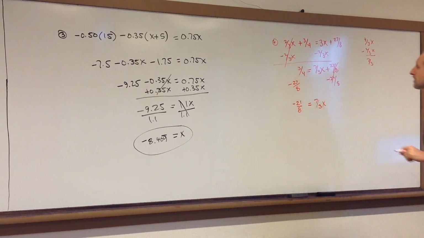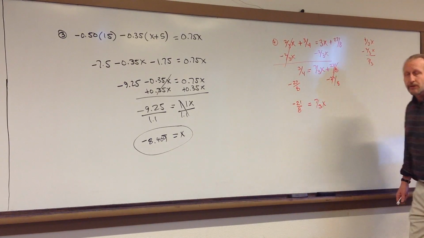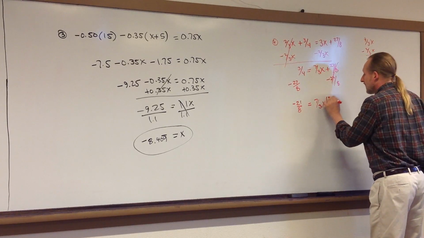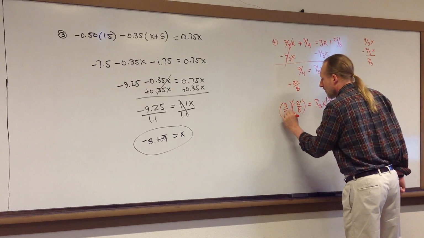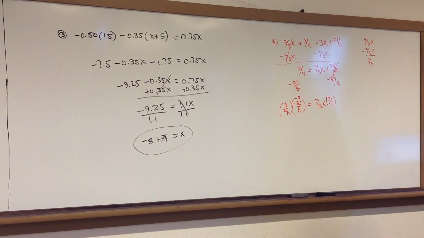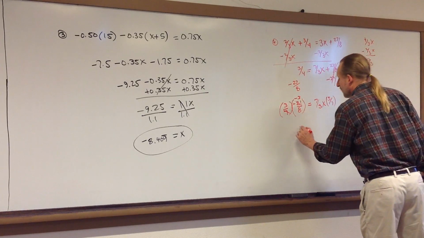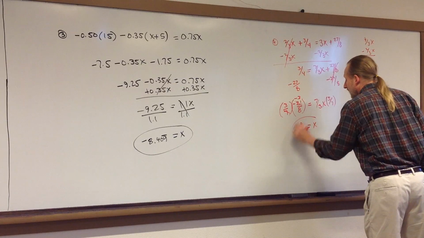over 8. And then whether you divide on both sides by 7/3, I'm going to multiply on both sides by 3/7. Then I can cancel that. 7 into 21 goes 3 times, and we'll end up with negative 9 over 8 equals x.